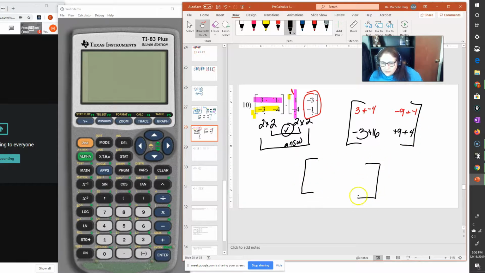Let's add it up and see if we get it. 3 plus -4 is -1. -9 plus -1 is -10. -3 plus 16 is going to be +13. Hey, we got that one right.